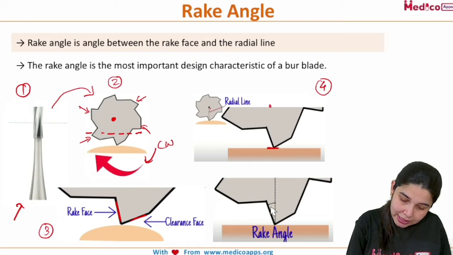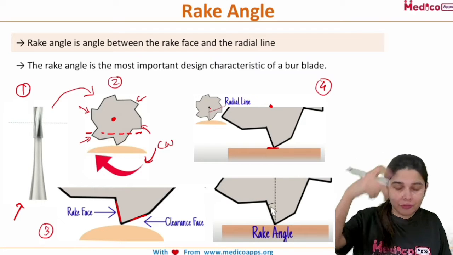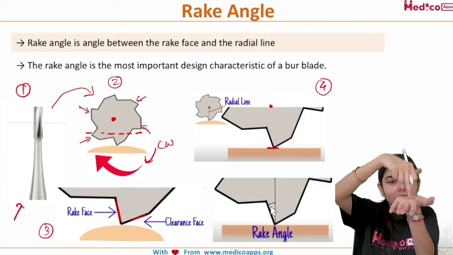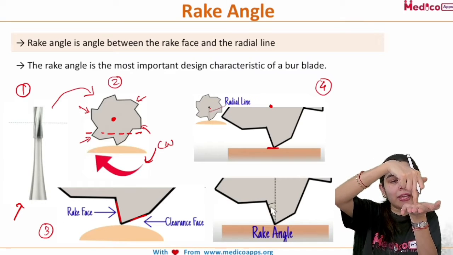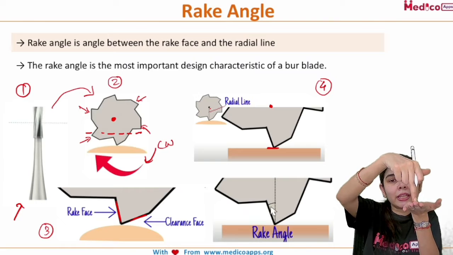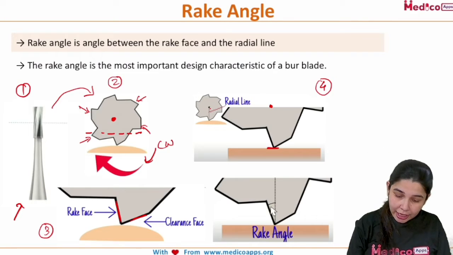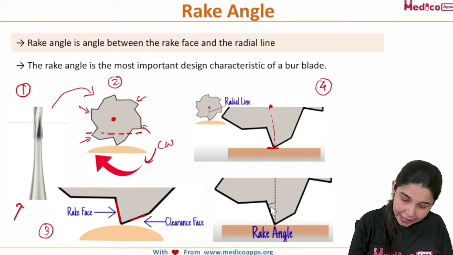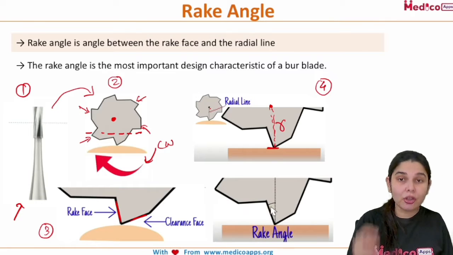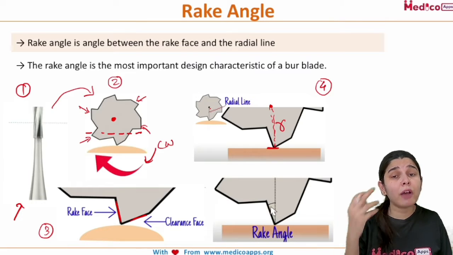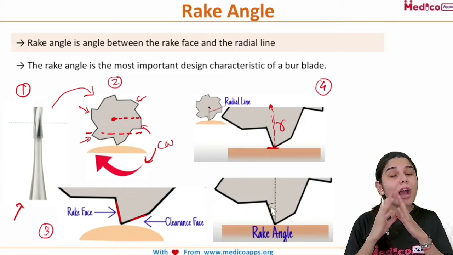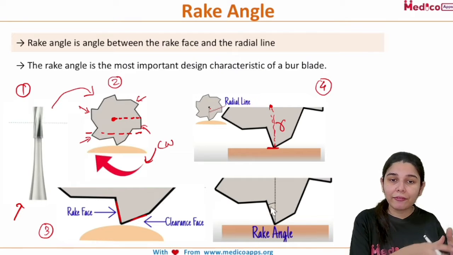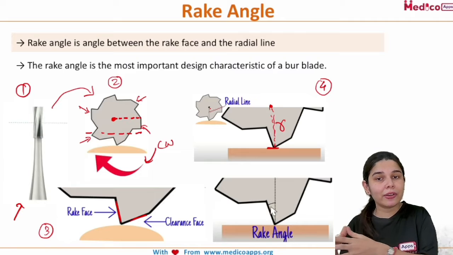So if this is the center of that cross section of the burr, the line which is joining the center point till the blade edge is known as radial line. This is the radius of what? Of the burr. This is the radius of the burr. So I hope you have understood the rake face, the clearance face, and the radial line.